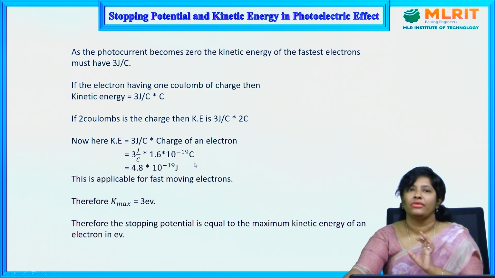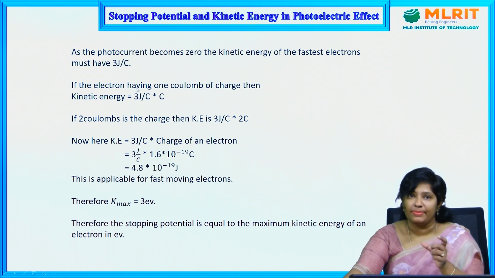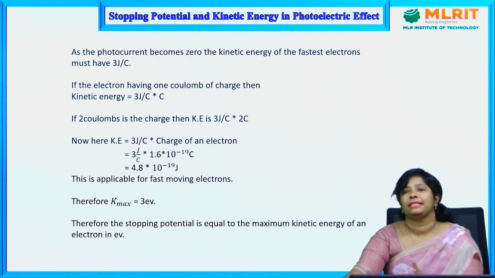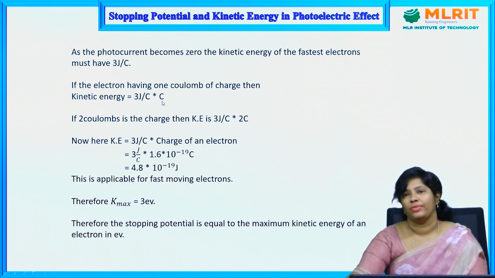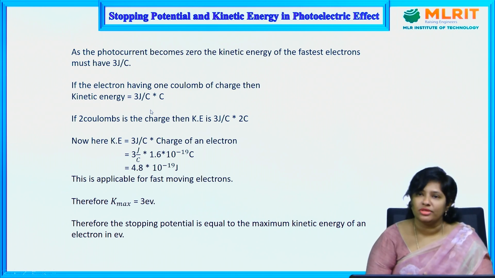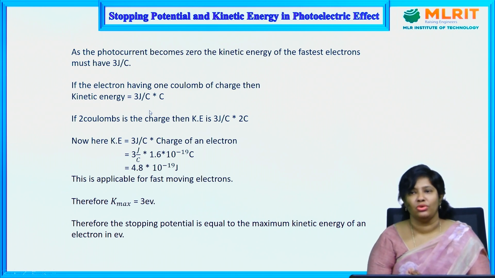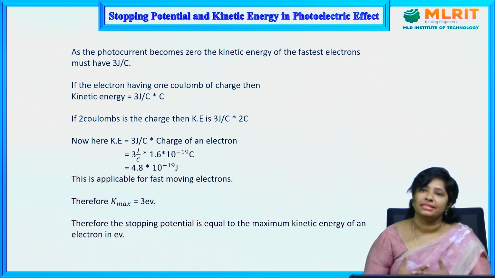So here, what is happening? This particular energy, whatever we have considered here, is 3 joules per coulomb. This particular energy is the energy of the fastest electron reaching the collector. So, if the electron has 1 coulomb of charge, then the kinetic energy of a fast moving electron is represented as 3 joules per coulomb times 1 coulomb. If it has 2 coulombs of charge, then 3 joules times 2 coulombs. In a similar way, if it carries 10 coulombs, then 3 joules times 10.